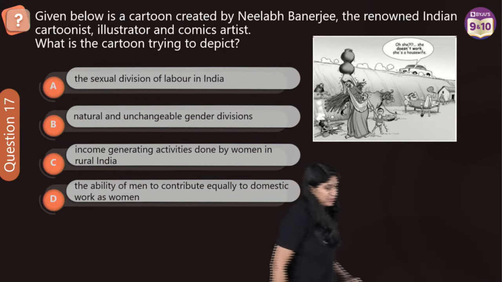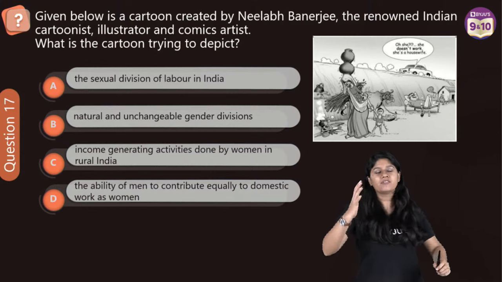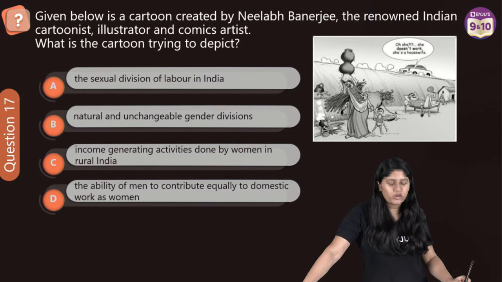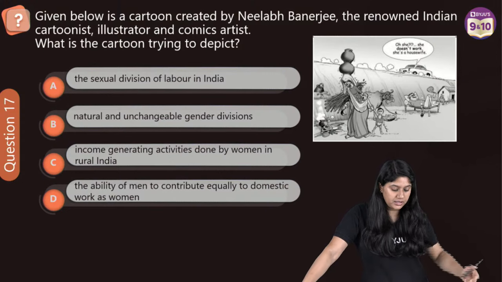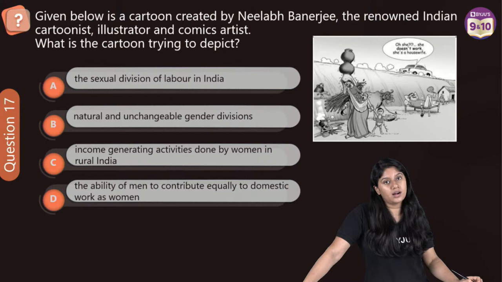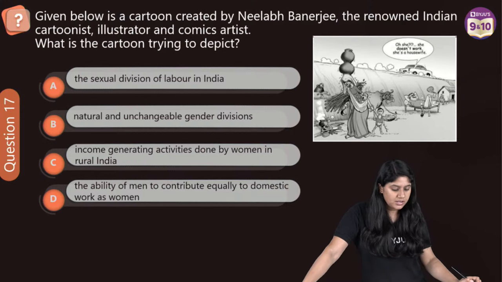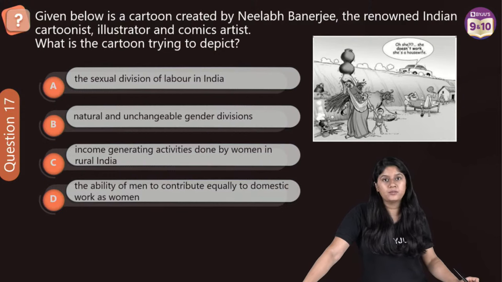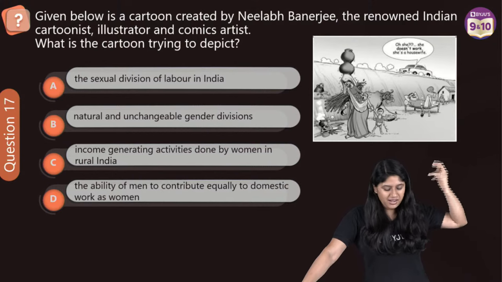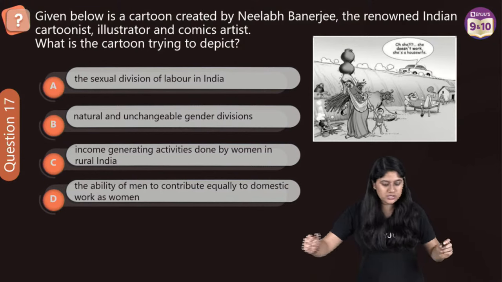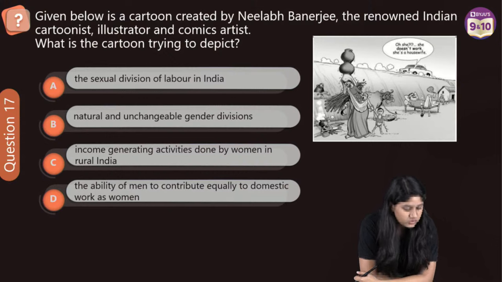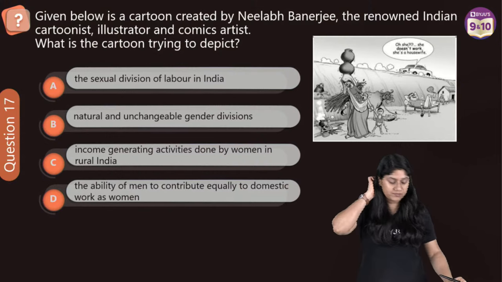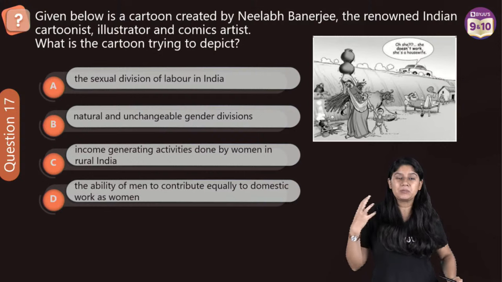Yes, everyone, here we have the image-based question, and we all know that we will have the image-based question either from history or from political science. The question is, given below, we have a cartoon created by Nilabja Banerjee, a renowned Indian cartoonist, illustrator and comic artist. We can clearly see over here a woman carrying two matkas, and of course, there's a man who is in the car, I guess. She says, she doesn't work, she's a housewife. So the cartoon is trying to tell us something. What is the cartoon trying to depict?